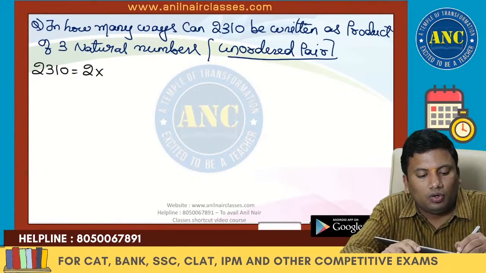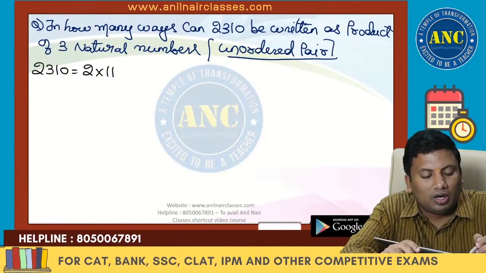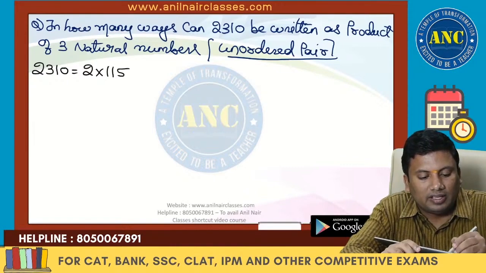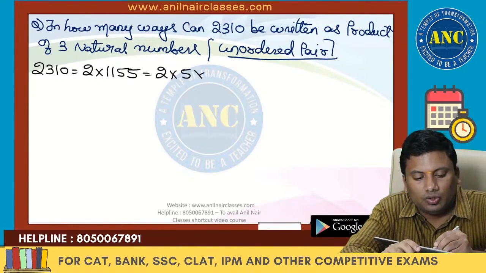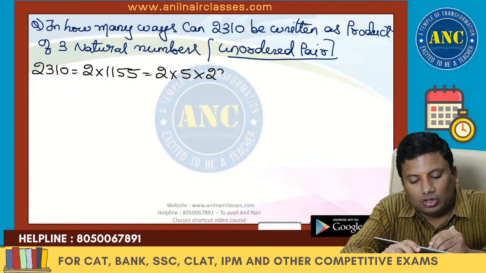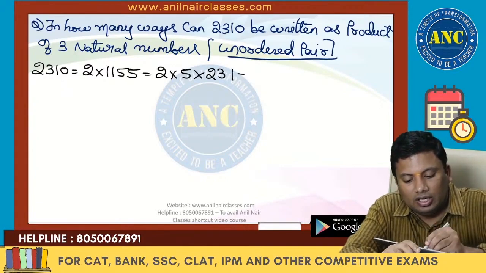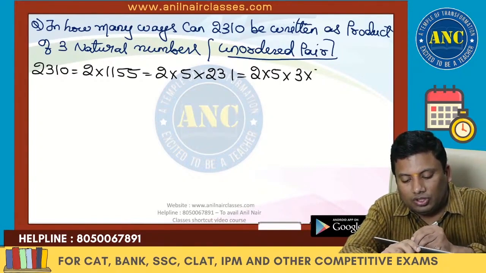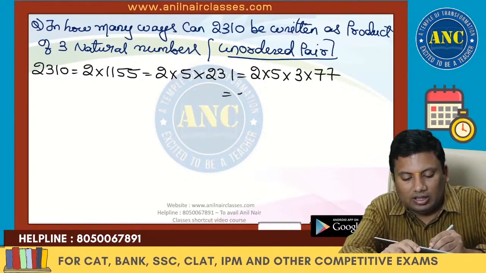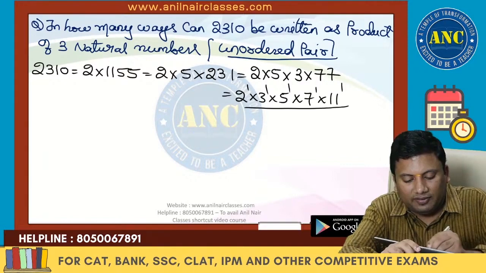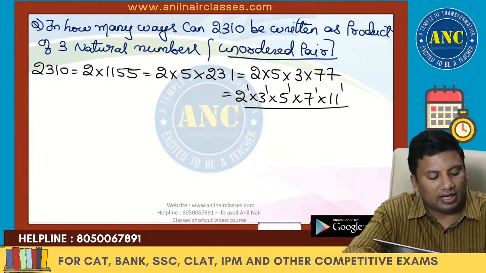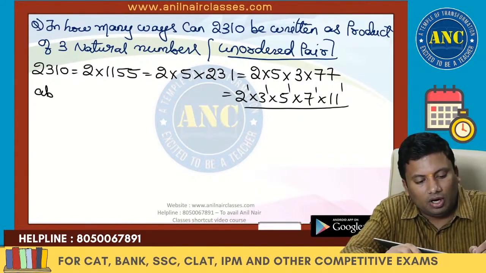2310 is 2 into 1155. 1155 is nothing but 5 into 231. Am I right? This is nothing but 2 into 5 into 3 into 77. So these are nothing but 2, 3, 5, 7, 11. These are the factors as a product of 3 natural numbers. First we will do ordered.